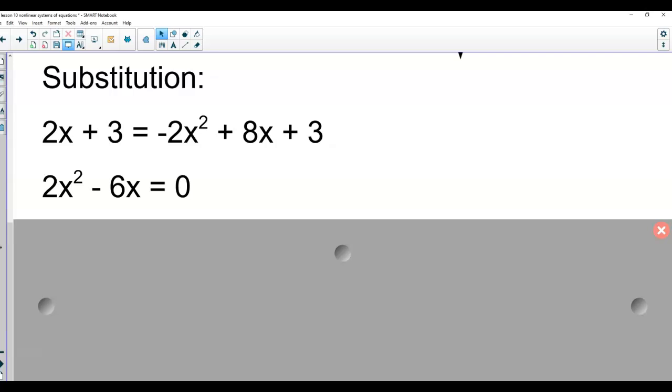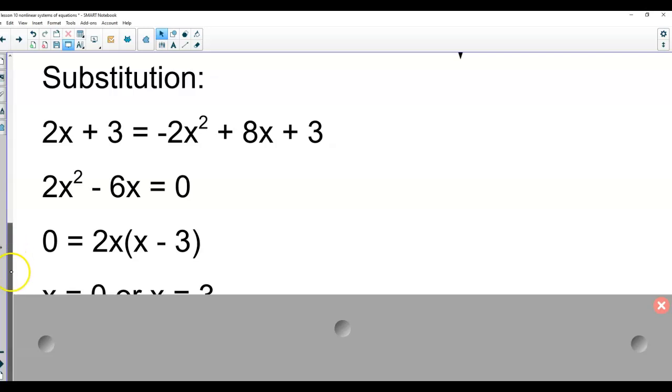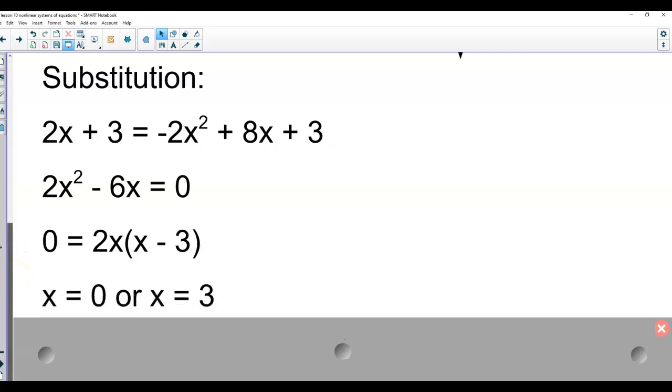If you noticed here, I added 2x squared to the other side. That's why I have 2x squared. I subtracted 8x to the other side, so that way I have negative 6x. And I subtract 3 on both sides. You really want to get it so your x squared is positive. That's why I moved this negative 2x squared over to the other side. Anytime you get the x squared positive, it's to your advantage. Now I'm left with 2x squared minus 6x. That's basic factoring. Take a 2x out. You're left with x minus 3. And then 2x equals 0, so my x equals 0, or my x equals 3.